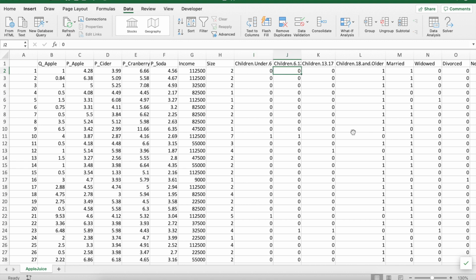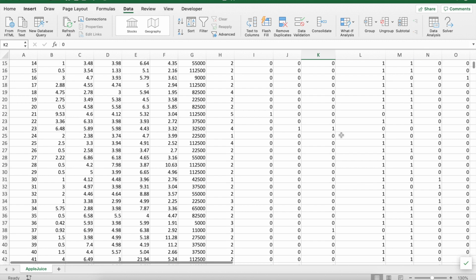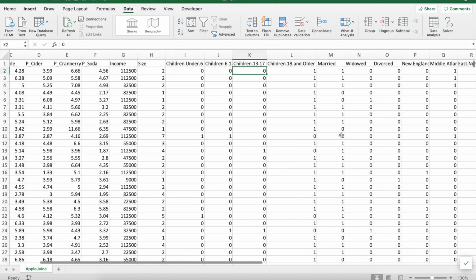All right, so if we include all these dummy variables, it's important to remember that the omitted category here is not a variable that has been included, but we know it's kind of implicitly included, which is an additional dummy variable that equals 1 if the household has no children whatsoever.